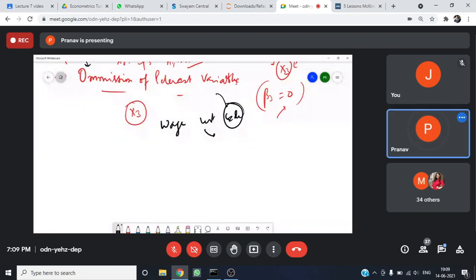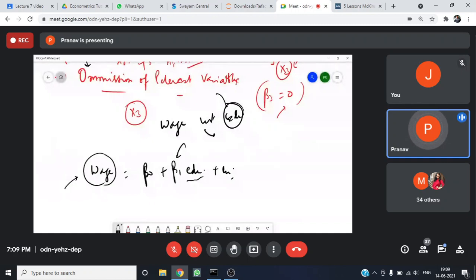Okay. All right. So what I'm talking about is, let us say you're trying to talk about wage earned by an individual, and let us say you ran a model: beta naught plus beta 1 educational attainment plus error term. This is a very simple linear regression model where this beta 1 tells you that by a 1 unit increase in the educational attainment by individuals, by how much the expected wage earned by the individual goes up.